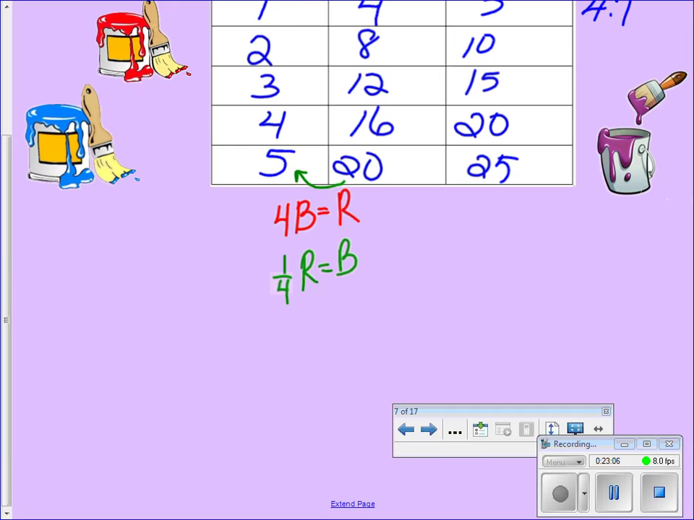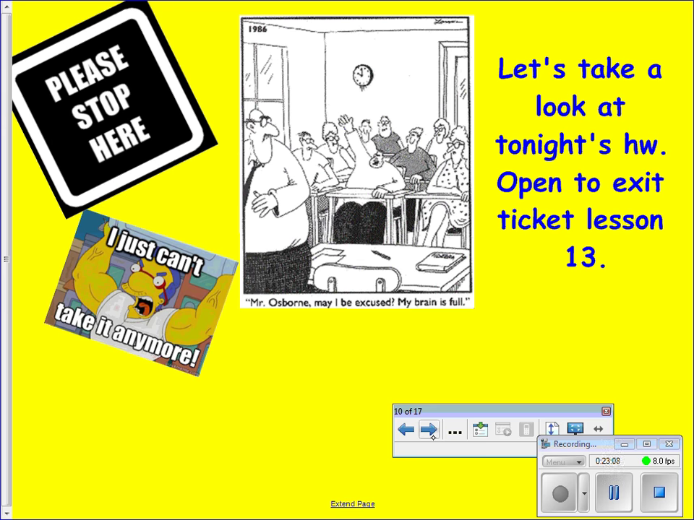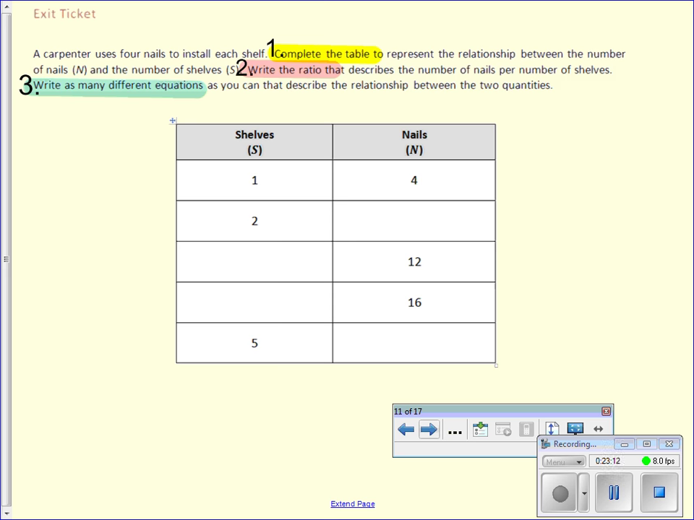So your homework tonight is your exit ticket for lesson 13. On your exit ticket, there are 3 different tasks that you need to complete. In order to get a 2 out of 2 on your homework tonight, you must complete all 3 tasks.